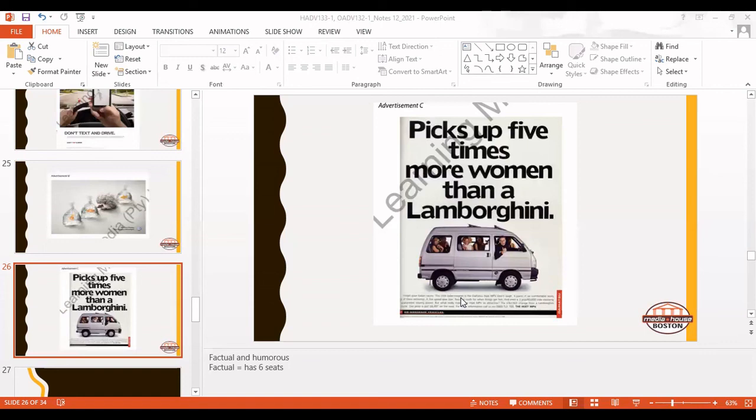Okay. Why are we saying it's humorous? We're saying it's humorous because look at the copy. It says picks up 5 times more women than a Lamborghini. Why didn't he just say people? Is it because women love cars? That's the hidden message I was talking about. Is it because women love cars? Yeah, definitely. Yes, yes.